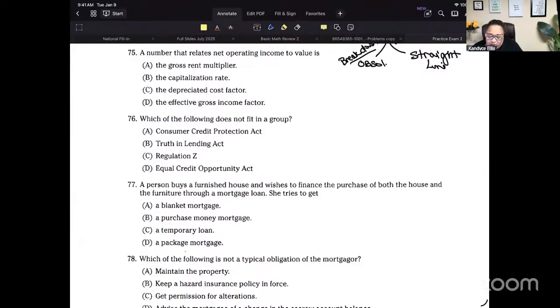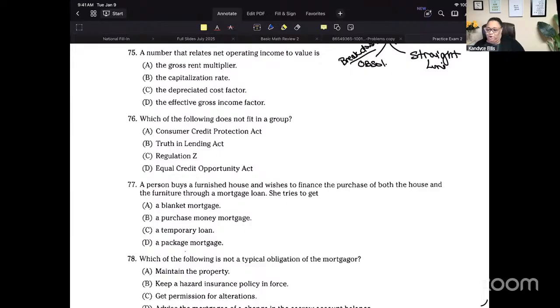A number that relates to net operating income to value is: A, the gross rent multiplier; B, the capitalization rate; C, the depreciated cost factor; or D, the effective gross income factor? Well, we've got to figure this one out. It sounds like one of those SAT or ACT questions.